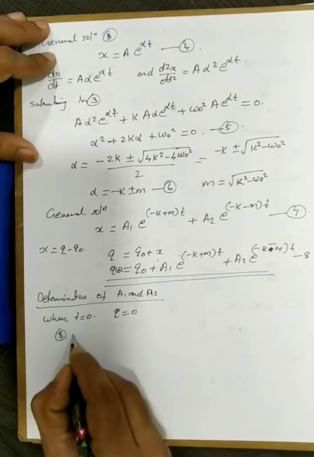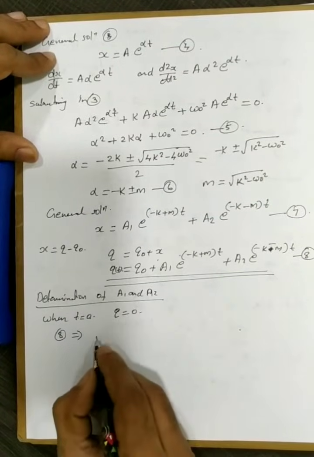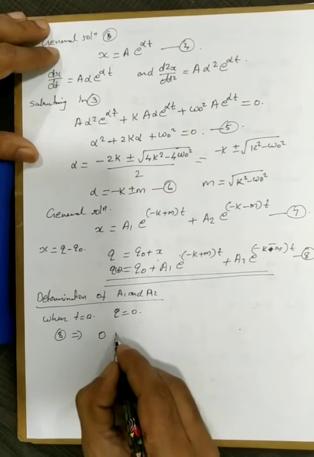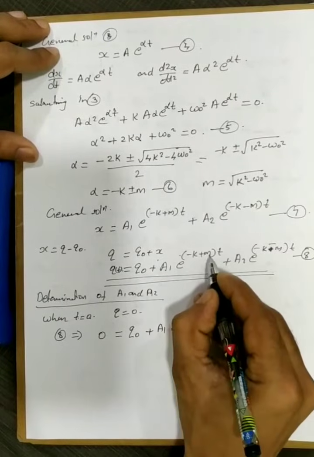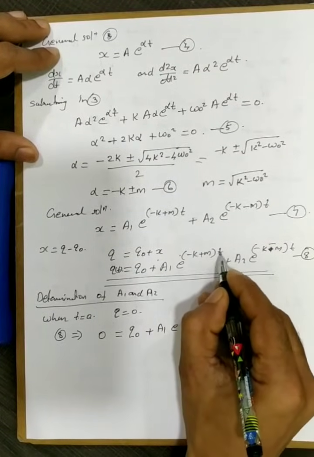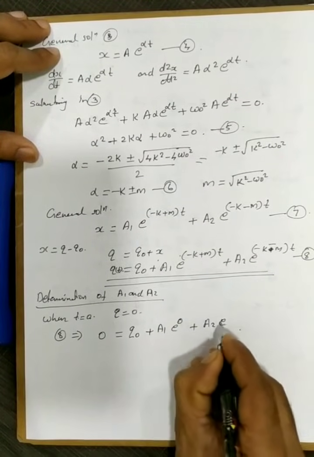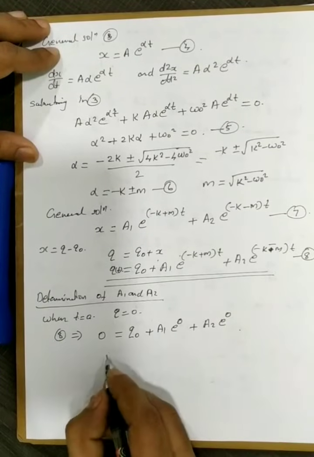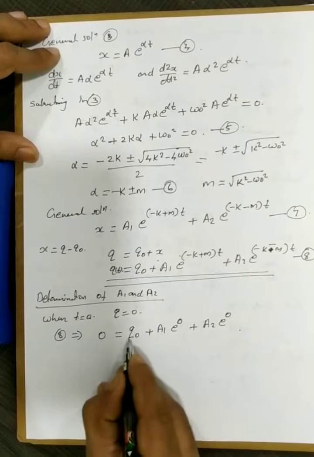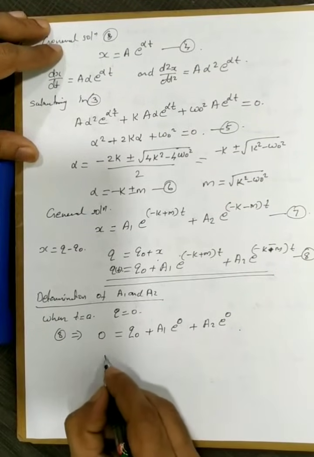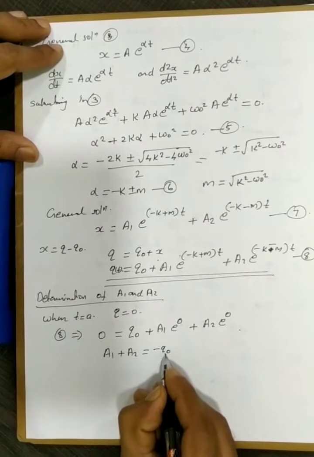So substituting in 8, substitute t equal to 0 and q equal to 0 in equation 8. So we have q is equal to 0, left hand side q is equal to 0, is equal to q0, that is a constant, plus a1 e raised to minus k plus m t, t is 0, so the exponential power is 0, e raised to 0, plus a2 e raised to 0, here also it is 0. So we get e raised to 0 is 1. So a1 plus a2 is equal to minus q0, q0 is taken to the left side. So we got the first equation: a1 plus a2 is equal to minus q0.